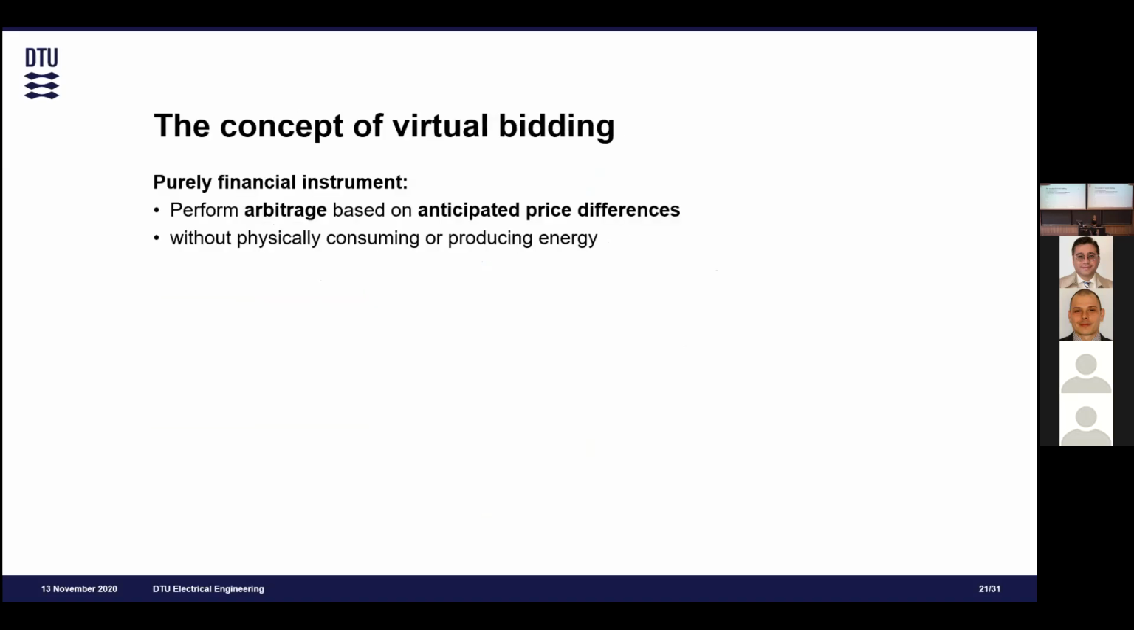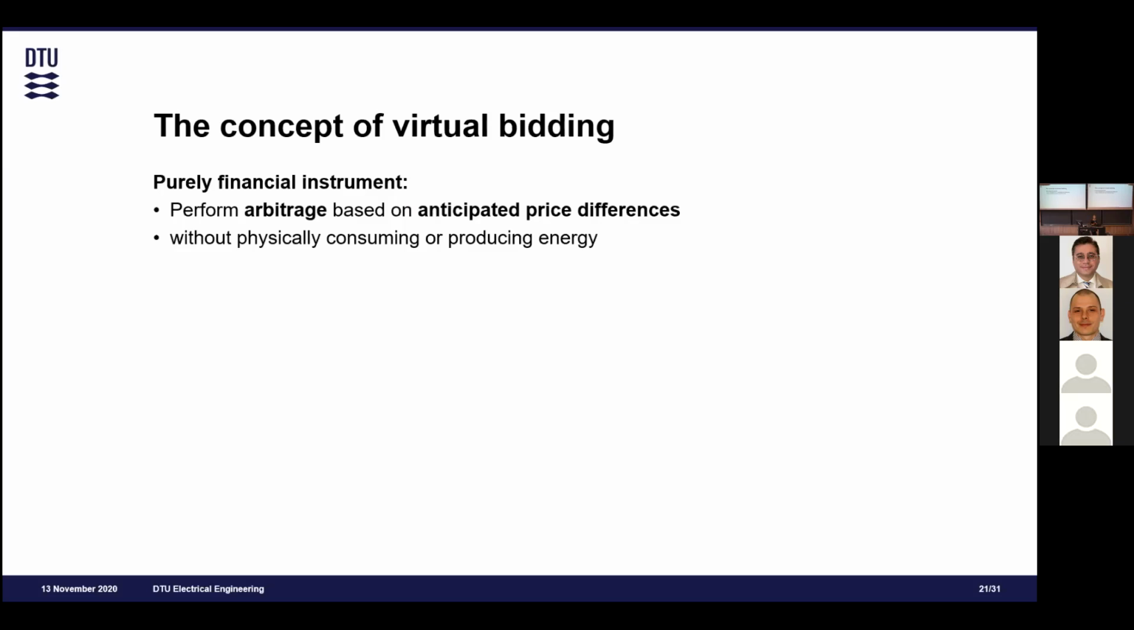Virtual bidding is a purely financial instrument, and it allows market players, including suppliers, generators, or purely financial traders, to perform arbitrage based on anticipated price differences between two trading floors in energy markets, for example, day ahead and real time. And they do not have to physically consume or produce energy.